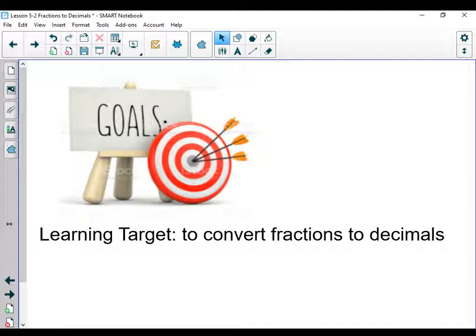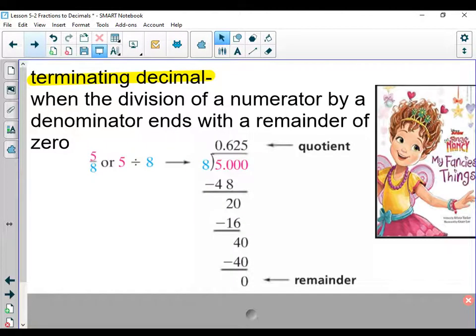Chapter 5, Lesson 2. Today's goal, to convert fractions to decimals. And there's a couple words to write down first, which actually these two words came up when we were learning about rational numbers the other day. And the first word is terminating decimal.